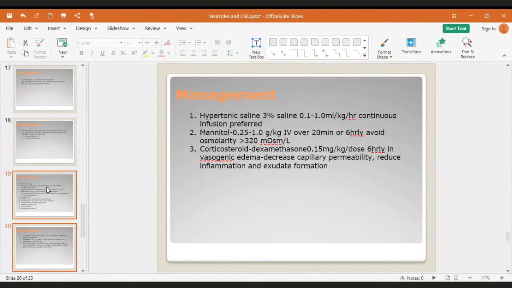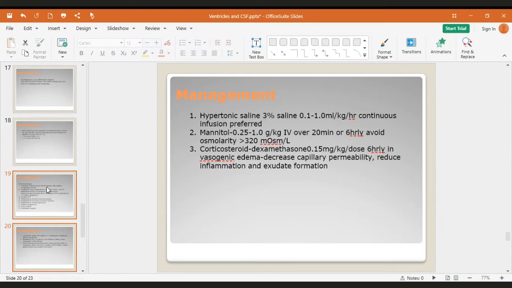Then we can use hypertonic saline, that is 3% saline. Dose is 0.1 to 1 ml per kg per hour, continuous infusion. Hypertonic saline is preferred over mannitol. Second line is mannitol 0.25 to 1 gram per kilogram IV over 20 minutes, or 6 hourly. Avoid osmolarity more than 320 milliosmol per liter. If there is hyperosmolarity, then there may be cell shrinkage.